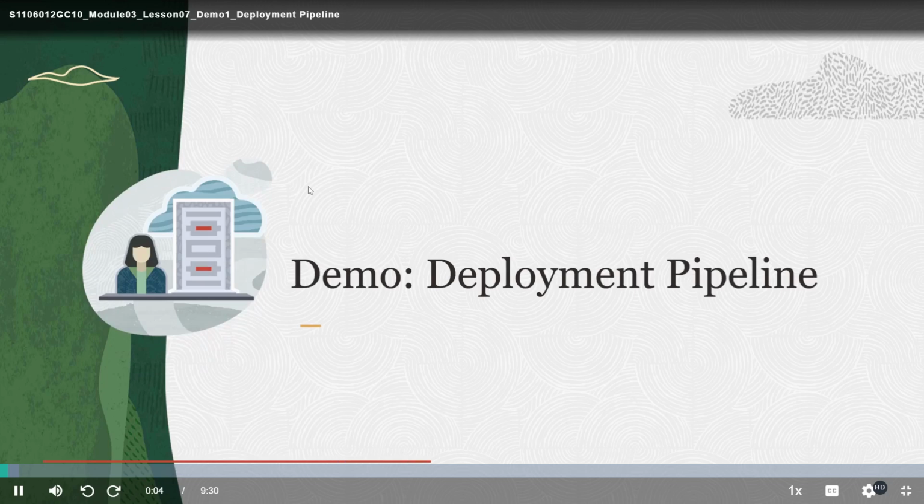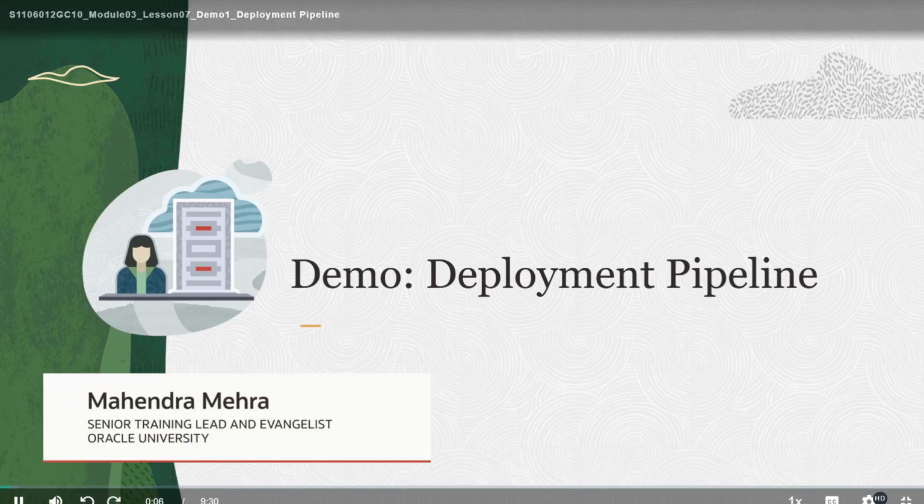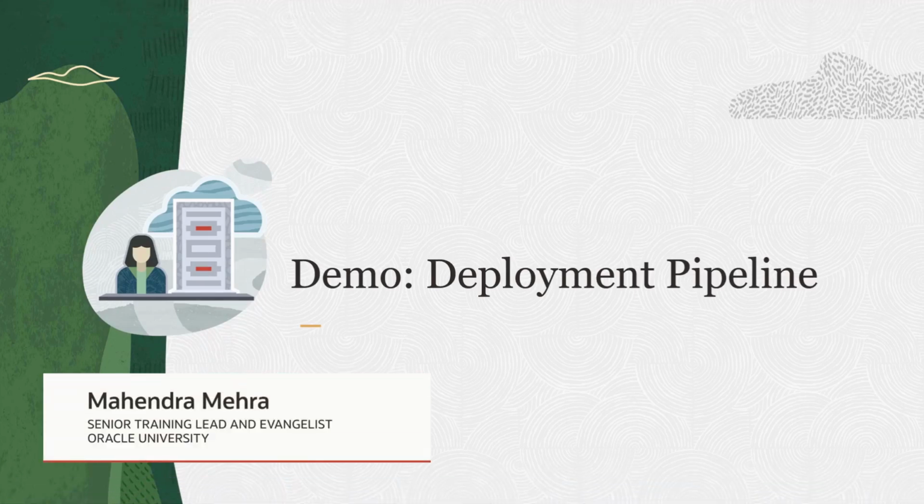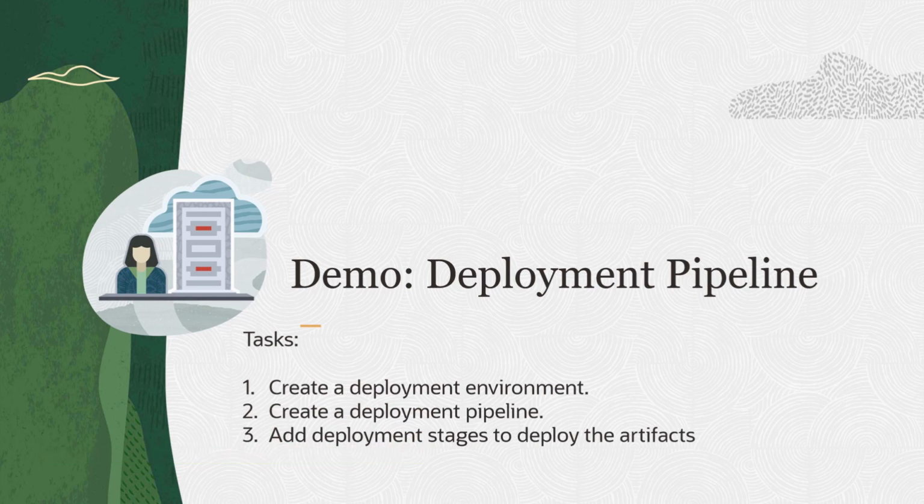Hello, I am Mahendra Mehra, and as part of this demo, we'll be looking at the deployment pipeline. This demo is divided into following tasks. At first, we'll be seeing how to create a deployment environment. Then we'll go on to create a deployment pipeline and add the deployment stages to deploy the artifacts that were generated from the build pipelines. Kindly note, as part of this demo, I've already created an OKE cluster where we'll be deploying all the artifacts.